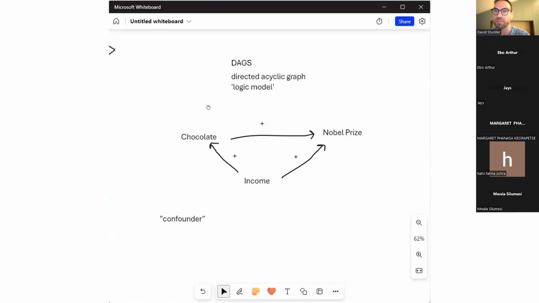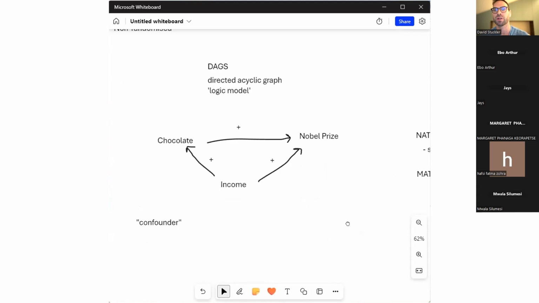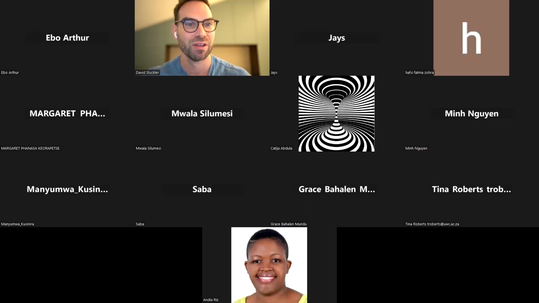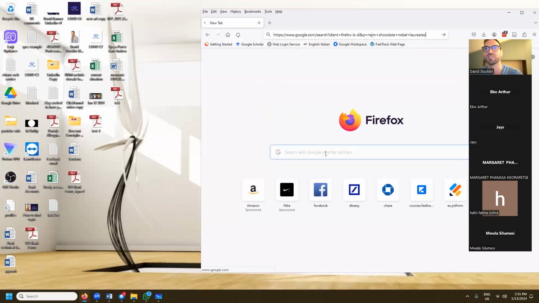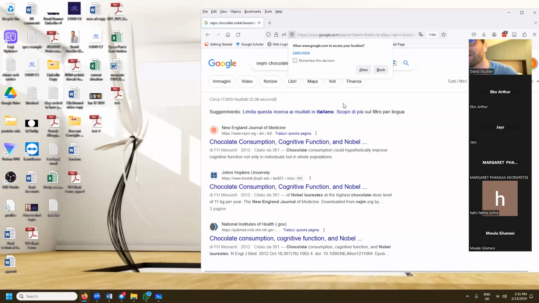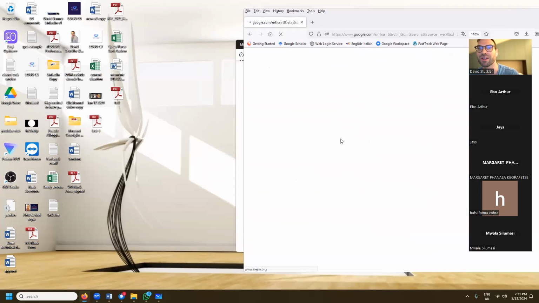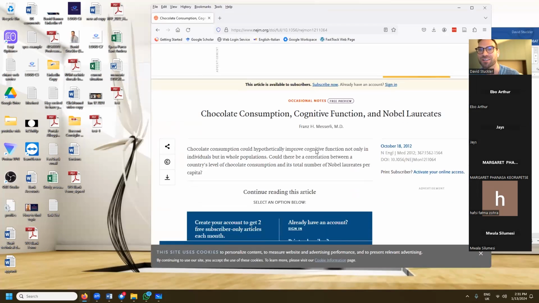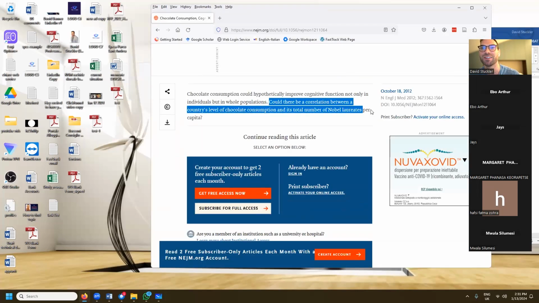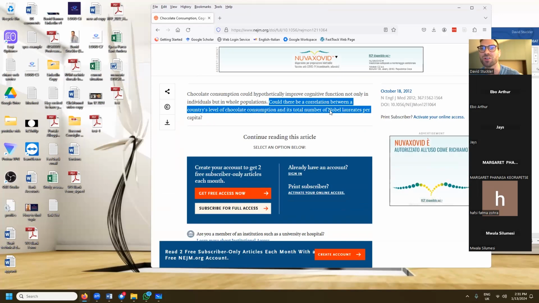And many papers have published these false relationships. You've got to be careful with them. I'm just going to come back for a second and show you what I'm talking about, because it's not like this is a thing that doesn't happen. Let's search chocolate Nobel laureates. Here we go. I'm not kidding. This got published in the New England Journal of Medicine: could there be a correlation between a country's chocolate consumption and total Nobel laureates.